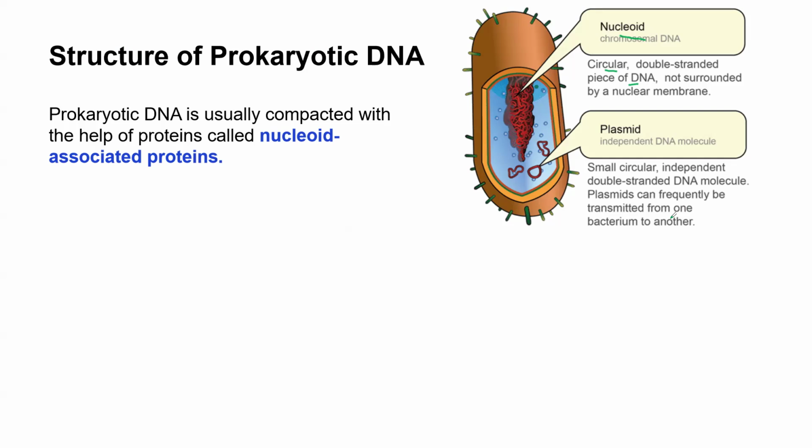It means that they are not linked with the nucleoid, with the chromosomal DNA in the bacteria. They have two different focuses. So that is why they are small, circular, and independent double-stranded DNA. They are independent of the double-stranded DNA that is associated with the nucleoid-associated proteins. And they have the ability to be transmitted from one bacterium to another.